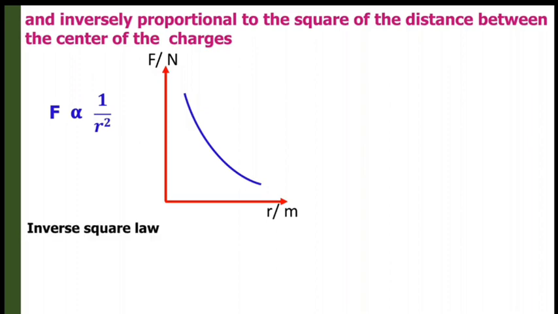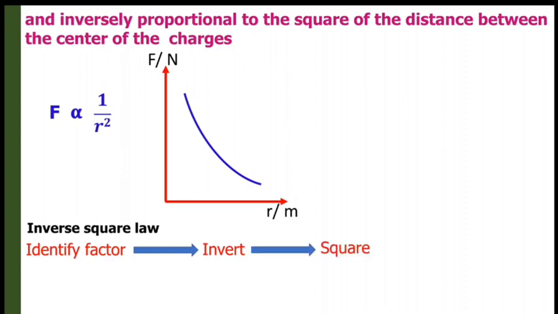Now, how does an inverse square law work? Well, first identify the factor that is involved. You're going to invert that factor. That's the inverse part. And then you're going to square that factor. So if one quantity changes by a certain factor, how does the other one change? Well, it's going to change by the inverse squared of that same factor.